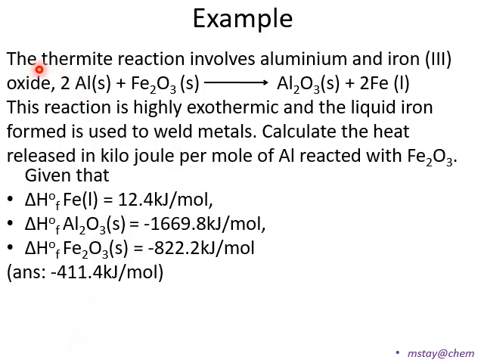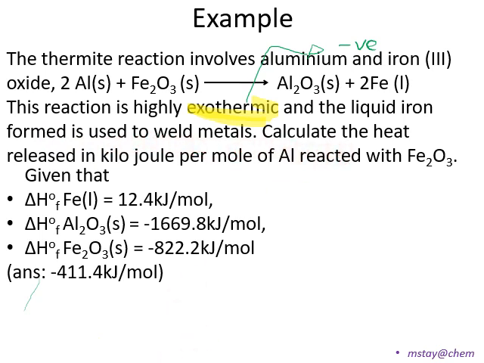Let's look at one example here. The thermite reaction involves aluminium and iron(III) oxide with the given equation. The reaction is highly exothermic. So this gives us the hint that after we do the calculation, the value supposedly will be a negative value. And the liquid iron formed is used to weld the metals. Calculate the heat release.